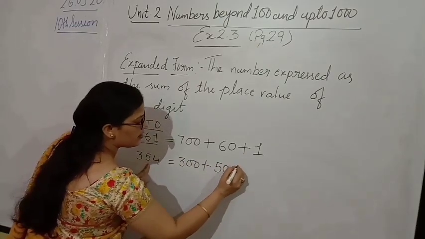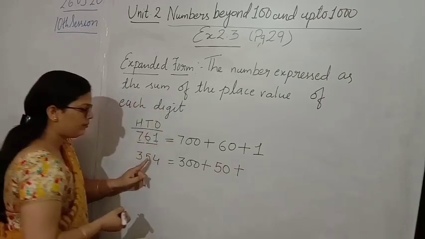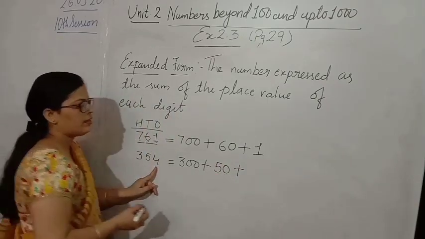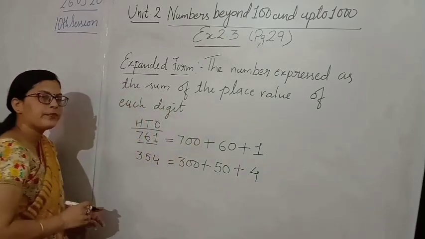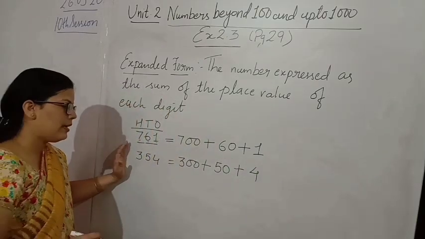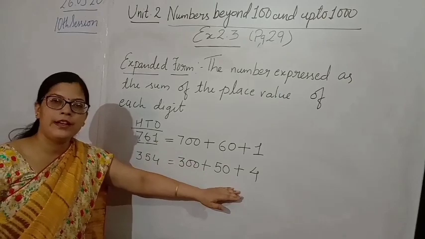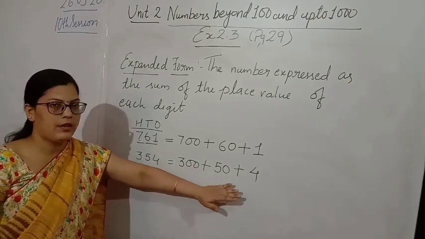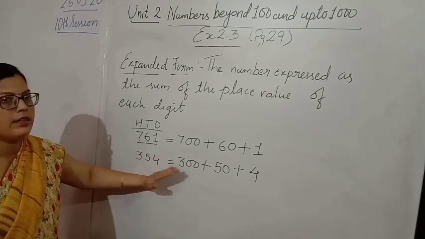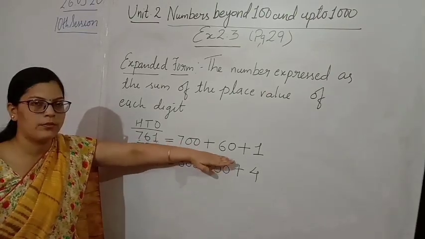5 tens is 50 plus place value of 4, which is at ones place. So place value will be 4. Okay. So in this way we can express the number in expanded form. In this way we can show the number as the sum of place values. Got it? This is the expanded form. Clear?